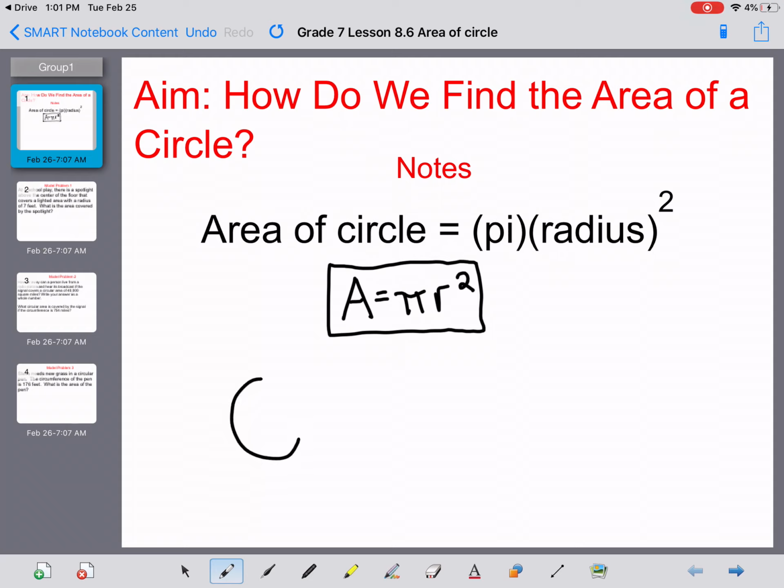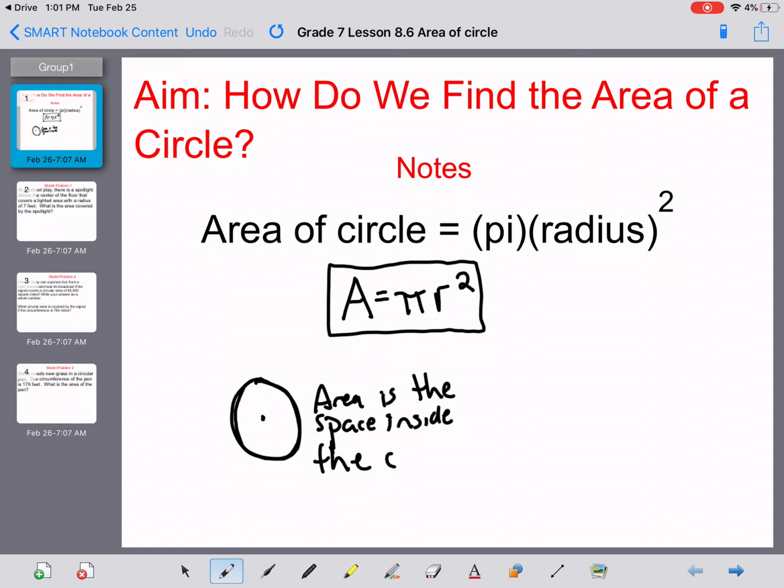So last time we learned about the circumference of a circle. The circumference is the distance around the circle. The area is the space inside the circle. So we need to make sure that we know this formula. We're going to use this formula for every question in this lesson.